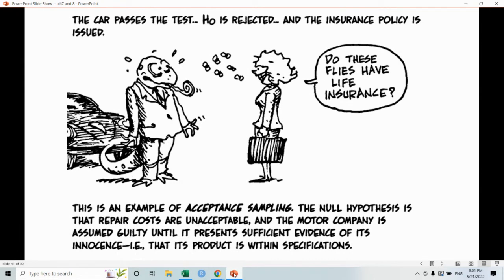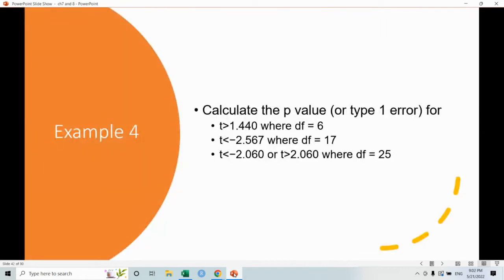So this is an example of acceptance sampling. The null hypothesis is that repair costs are unacceptable and the motor company is assumed guilty until it presents sufficient evidence of its innocence. An example, that its product is within specs. Okay, so next example is to calculate p-values or type 1 errors for these sets of values.